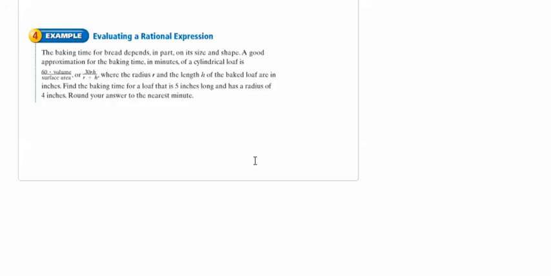Okay, and then the last example for today is that I'm going to ask you to do a couple word problems in your homework, so I want to go over this with you. It says the baking time for bread depends in part on its size and shape. A good approximation for the baking time in minutes of a cylinder loaf is 60 times the volume over the surface area, or 3 times the radius times the height over the radius plus the height, where the r is the radius and the length, h of the bread, I guess it's length and not height, of the loaf are in inches.